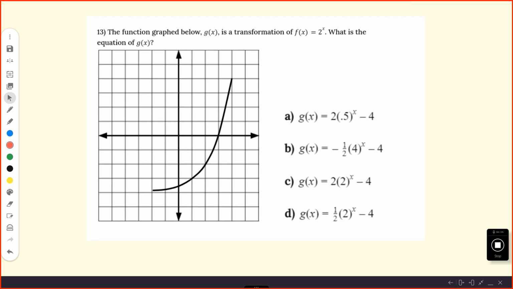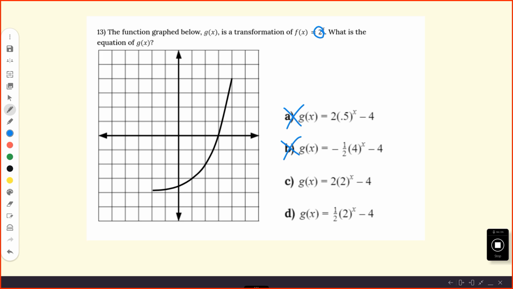All right. The function graph below, g of x, is the transformation of f of x equals 2 to the x. What is the equation of g of x? This is our base 2. From the options, we can get rid of a and b, correct? Because the base here is 0.5, and the base here is 4. That's an easy fix. So we can look at only c and d to see if one of these equations is right.